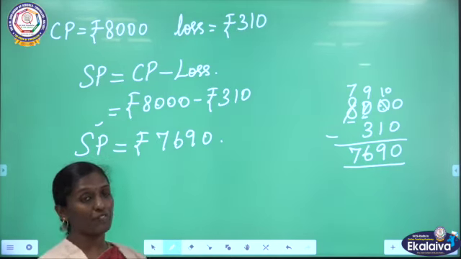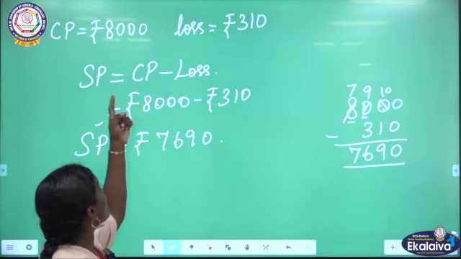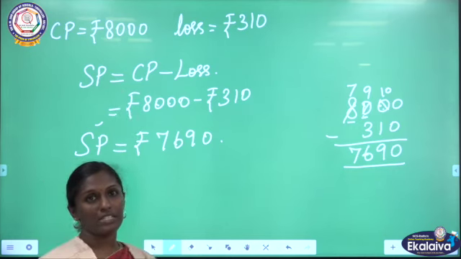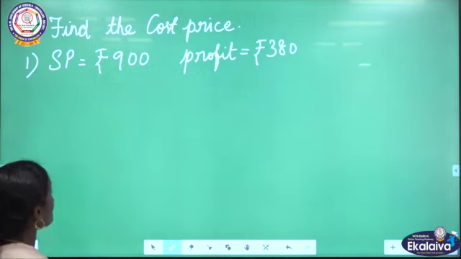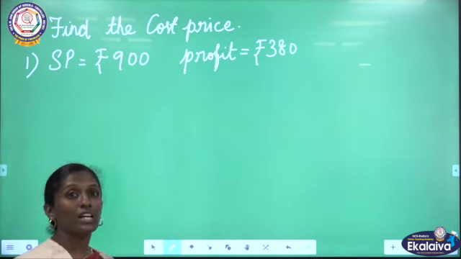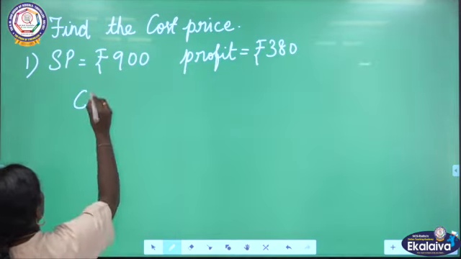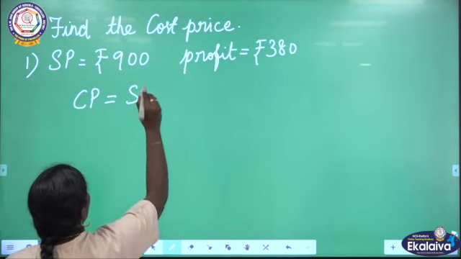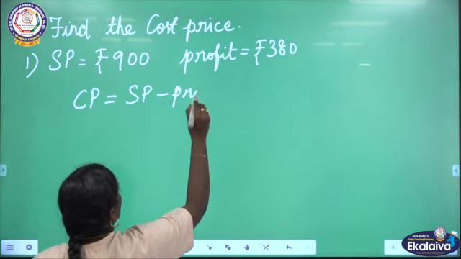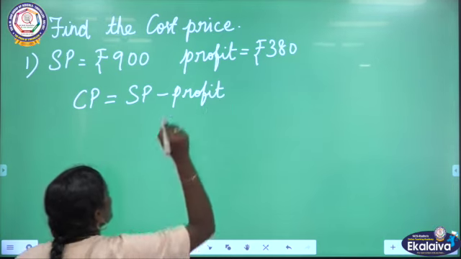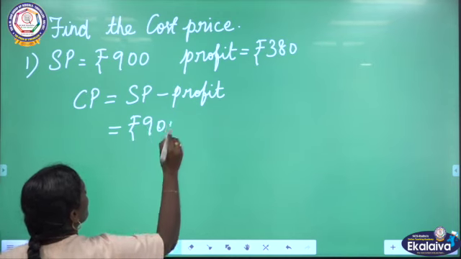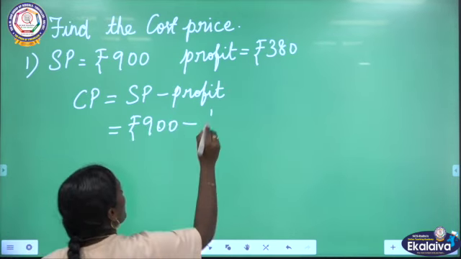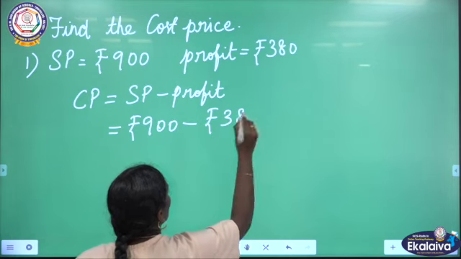If profit is given, we have to use the formula selling price is equal to cost price plus profit. If loss is given, selling price is equal to cost price minus loss. Is it clear? Then we are going to find the cost price. Here selling price and profit are given. So to find the cost price we have to use the formula selling price minus profit. Here selling price is rupees 900 minus profit is equal to rupees 380.